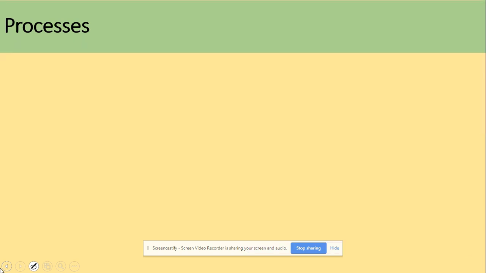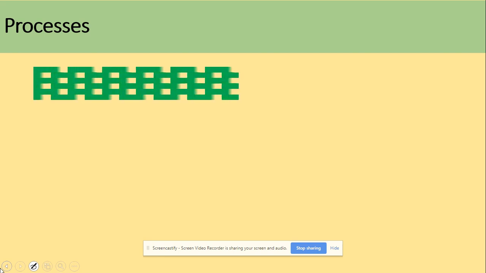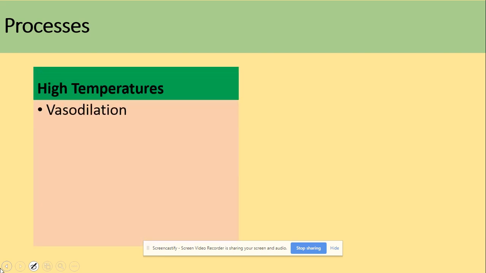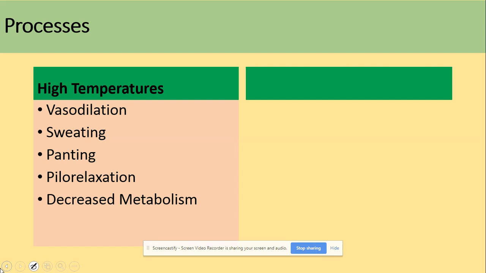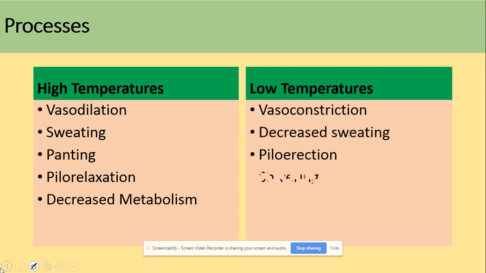The processes that we could see in terms of feedback could be to do with temperature. If the temperature is too high, the body has processes in place to deal with it, for example decreased metabolism, sweating or vasodilation. In terms of low temperatures, it could be increased metabolism, vasoconstriction or decreased sweating. Those are the mechanisms taking place in the body to bring the temperature to the norm.